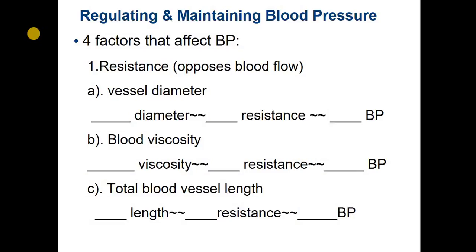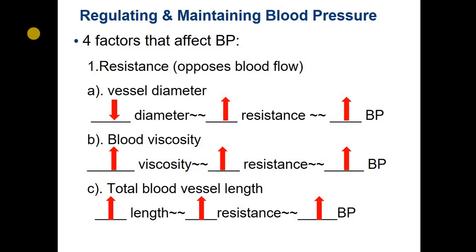Blood pressure and blood flow are directly proportional, meaning that when you increase blood flow, you will increase blood pressure. When you decrease blood flow, you decrease blood pressure. And then blood flow and resistance are inversely proportional. So when you increase the resistance, or something to oppose the flow, blood flow will decrease. If you decrease the resistance, then blood flow will increase.